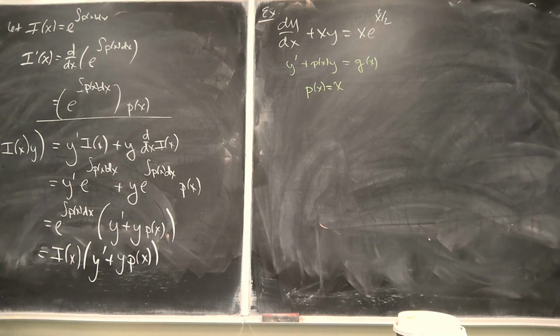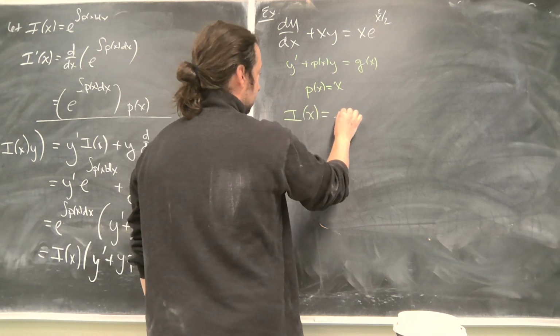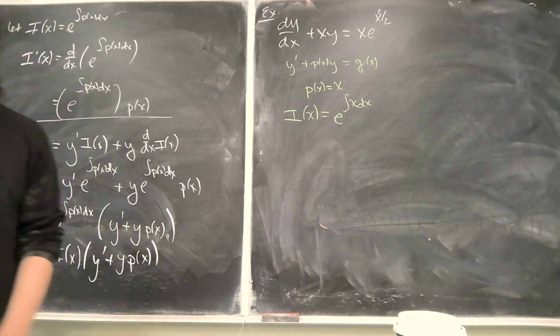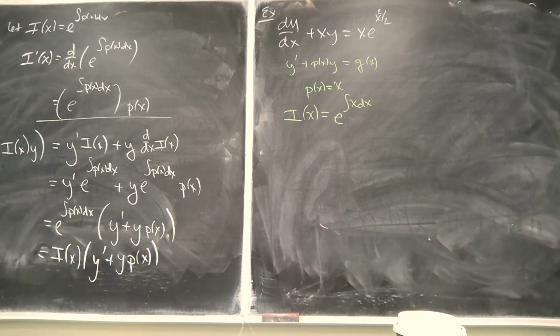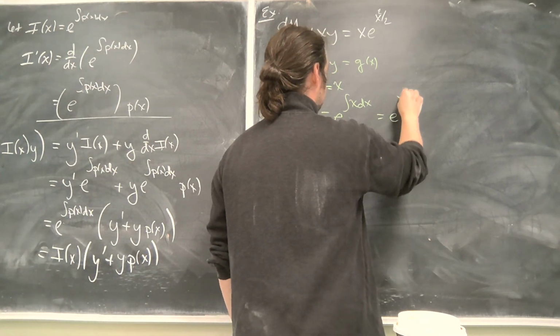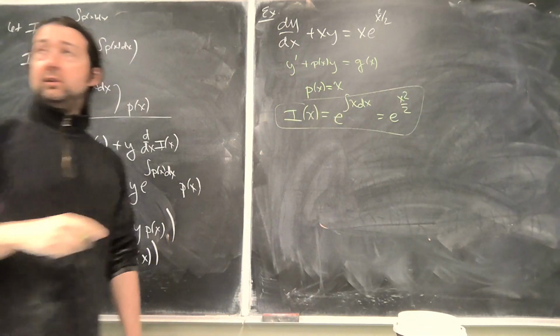And so I of x is equal to e to the integral of x dx. Now I don't need every integrating factor. I just need one of them. So when I integrate x there, I don't actually have to put a multiplicative constant. I can just find a single integrating factor. The integral of x is, okay, x squared over 2. So there is my integrating factor right there. e to the x squared over 2.